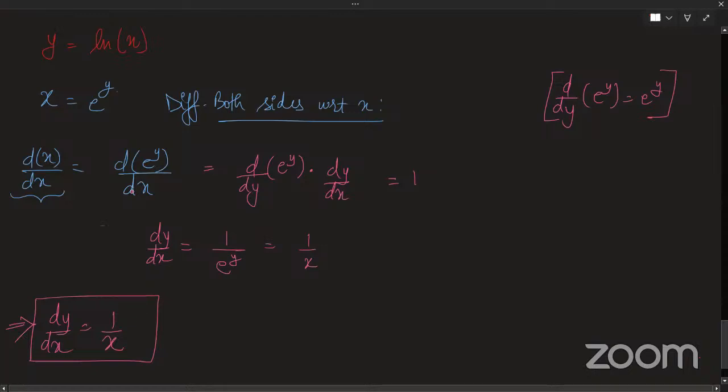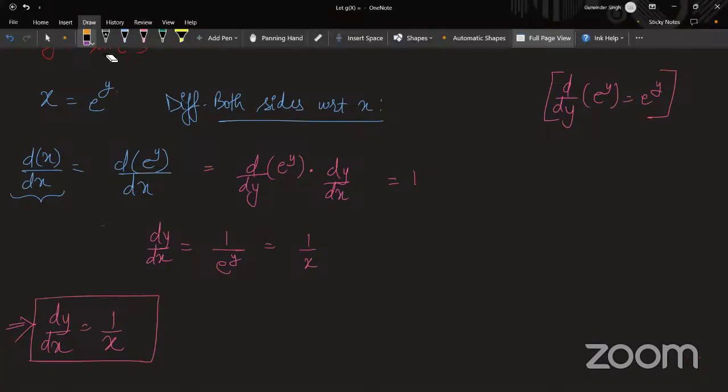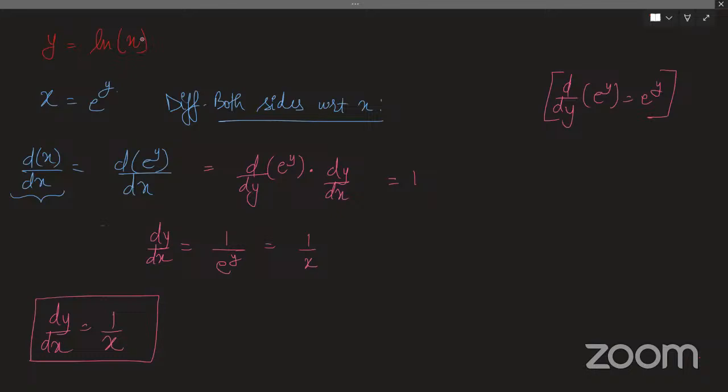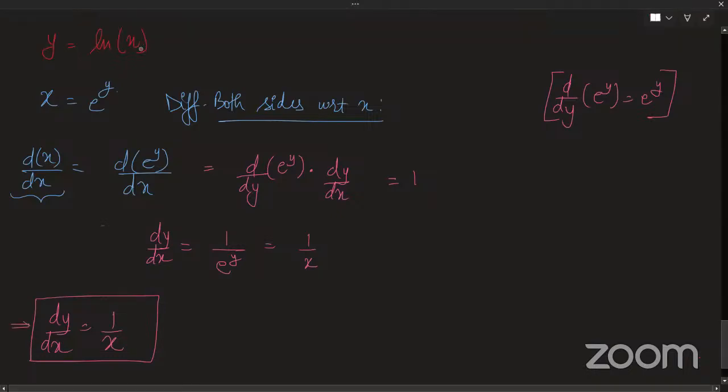Got it, everyone? Yes, sir. Anyone who has any issues? We have just proved it. Normally we remember d of e raised to y. How did it come, sir? dy by dx is equal to 1 by e raised to y, sir.